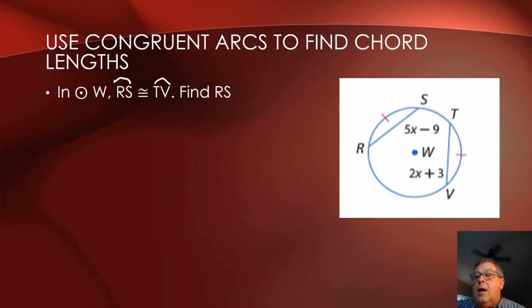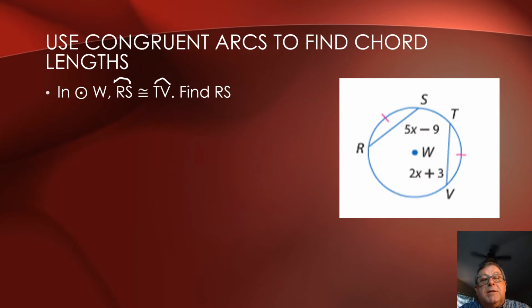We've learned that if you've got congruent chords of a circle, or congruent chords in congruent circles, then the arcs that are created by those chords are also going to be congruent. Now we're going to take the flip side of this, where we've got congruent arcs, and that would mean that the chords themselves are also congruent.